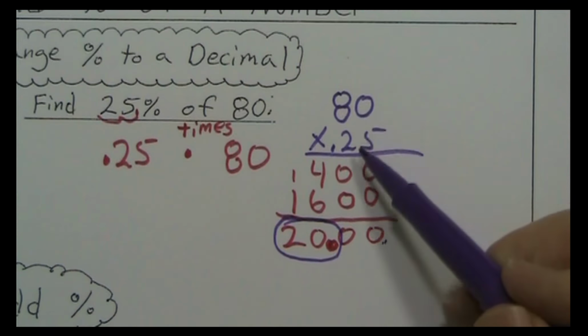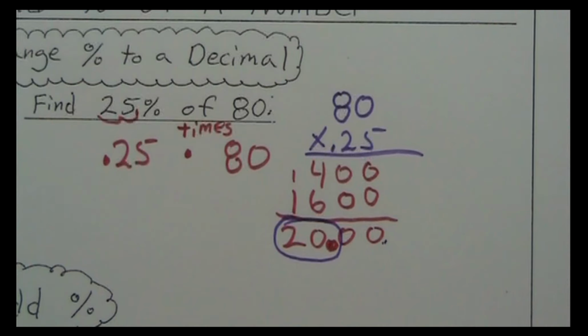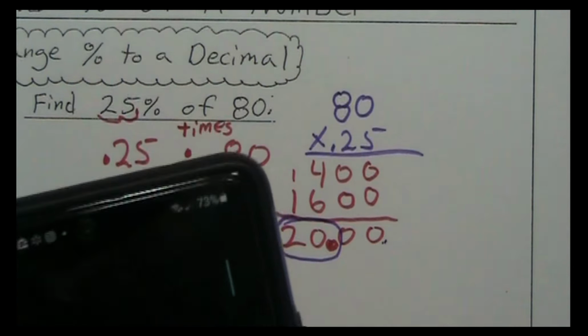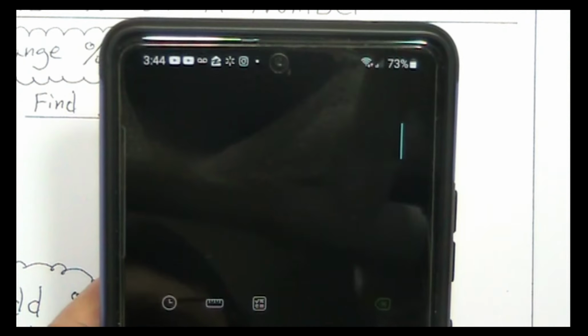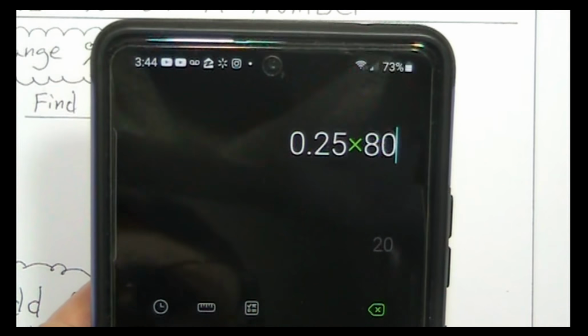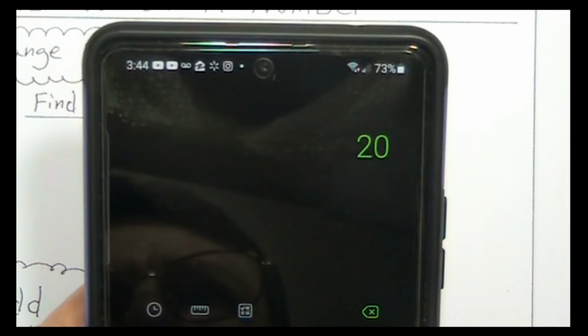Now normally you would just use a calculator to do this. 0.25 times 80. If I did that very quickly, if I can, I seem to be very slow at this. I don't know why. So 0.25 times 80, and there you go, 20.